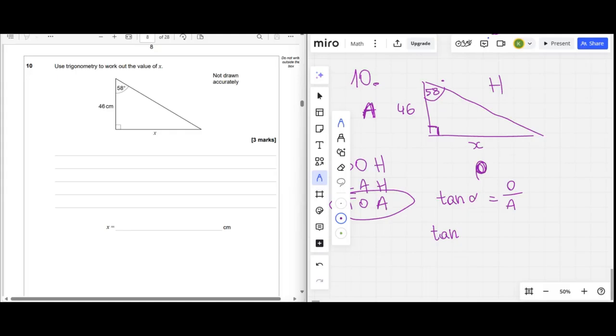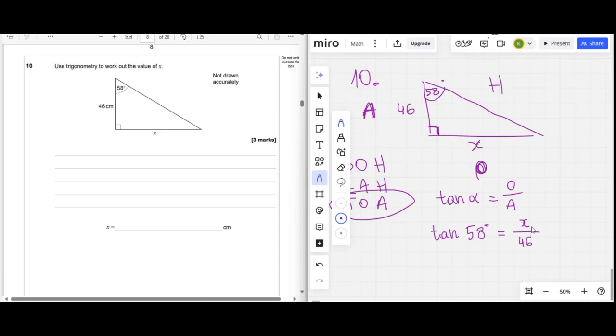58, yeah, but instead of x, let's put alpha for indicating that angle, because x is a length of this side. So we don't want to use the exact letters for different things. Okay, so tangent 58 is x divided by 46.